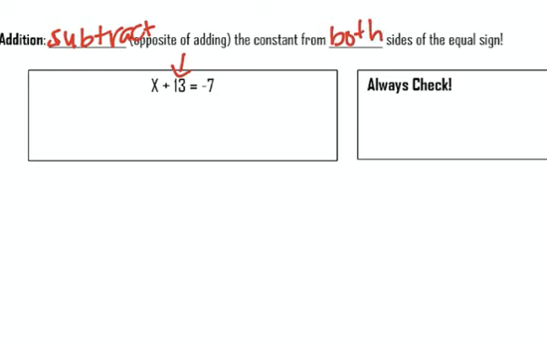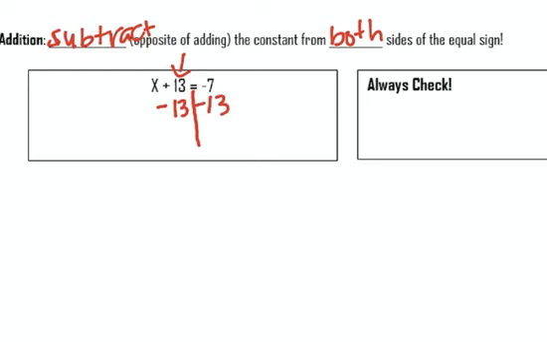Okay, so let's do that together. My first thing I want to do is draw a little line to separate both sides of the equation so that I know that what I do to one side I'm also doing to the other. So x plus 13, again, those two things are adding. So in order to get x alone, which is my goal, I have to subtract 13 from this side, and if I do it to one side, I also have to do it to the other.